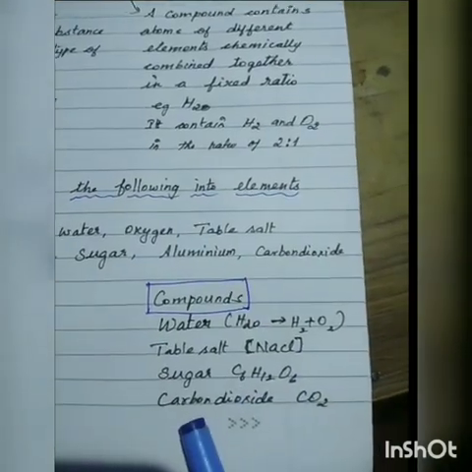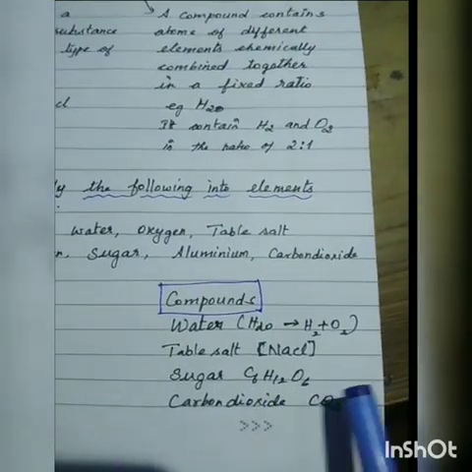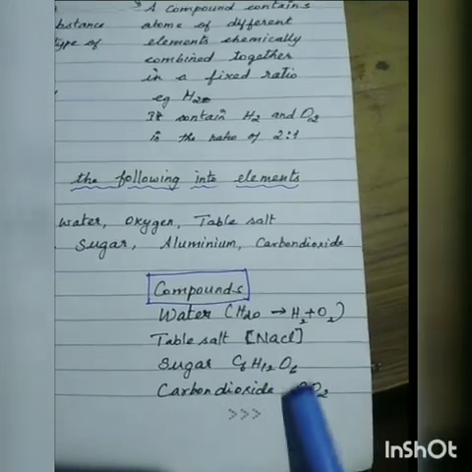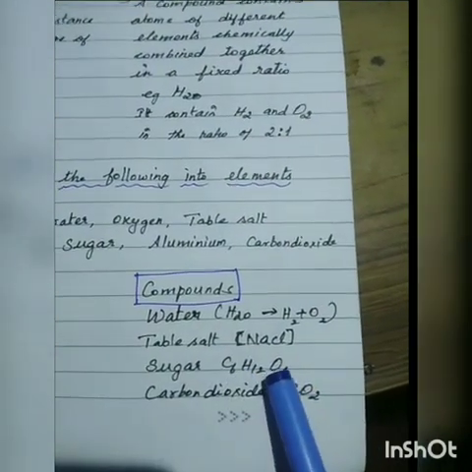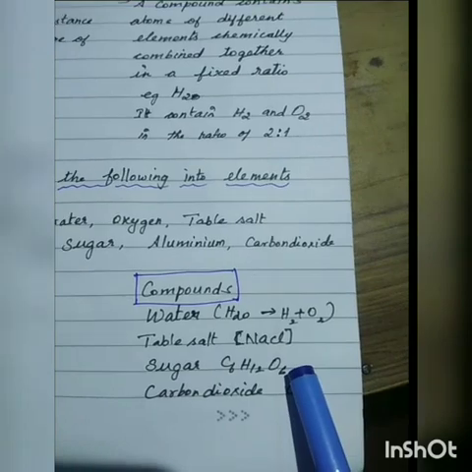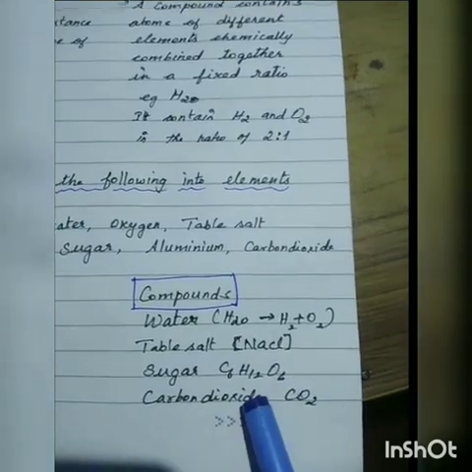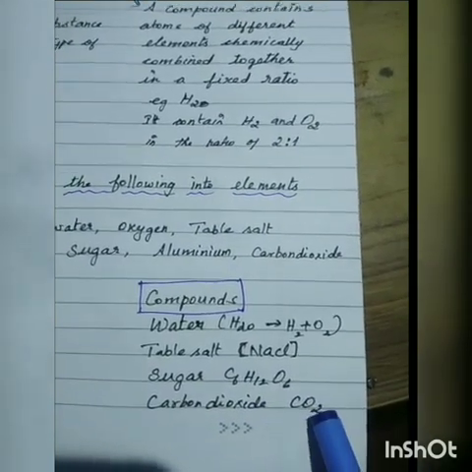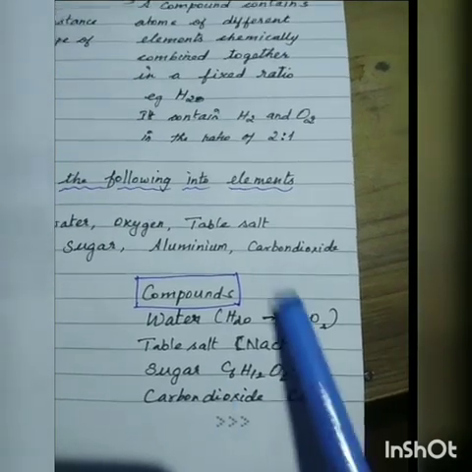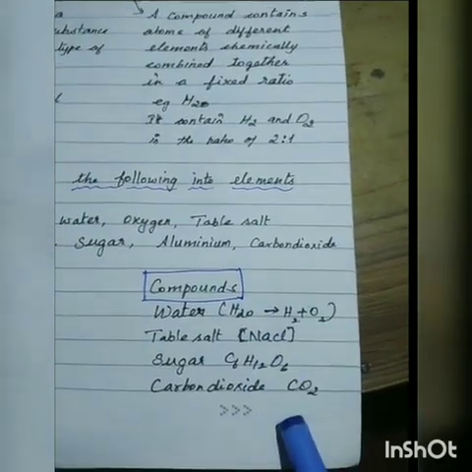And sugar is made up of carbon, hydrogen and oxygen. Here how many elements are there? Carbon, hydrogen and oxygen. Then carbon dioxide also contains carbon and oxygen. So these four are also compounds.